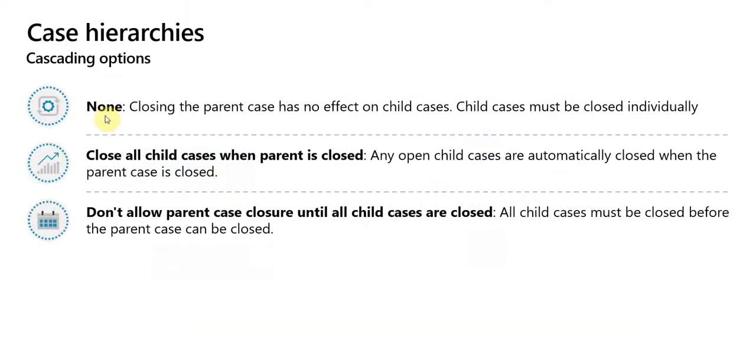There are three things which can happen. That is none, that is nothing should happen, or no effect should happen on the child cases. If the parent case is closed, close all the child cases. And one more option: do not allow closing a parent case until and unless all the child cases are closed.